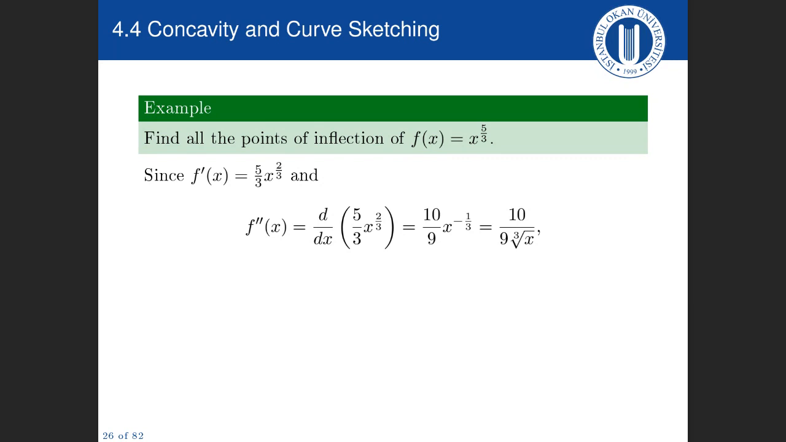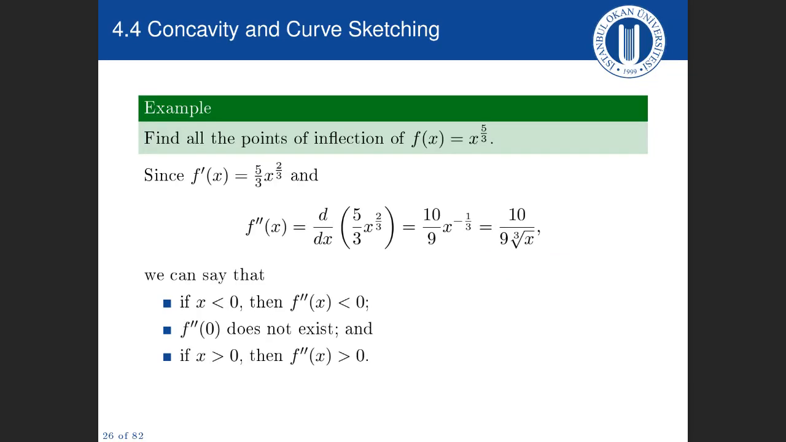Find all of the points of inflection of x to the power 5 over 3. So we differentiate this function 2 times. 10 over 9 cubed root of x. And then we ask, how can this function be equal to 0, or how can this not exist? Well, the second derivative does not exist if x is 0. If x is less than 0, the second derivative is negative. If x is greater than 0, then the second derivative is positive.